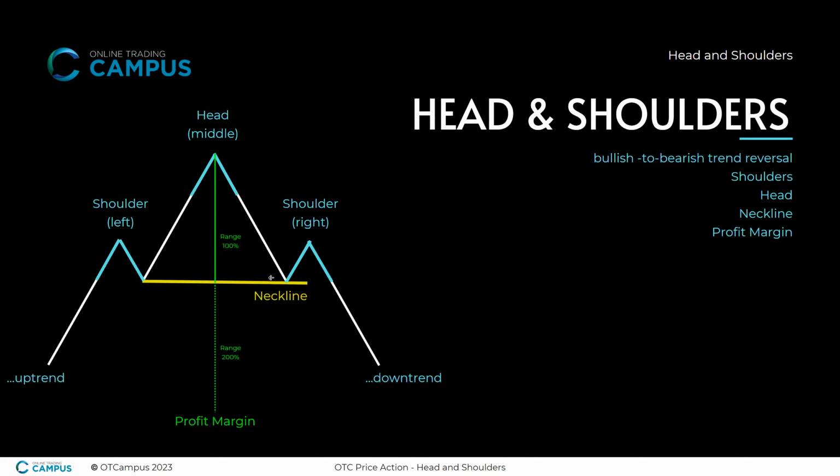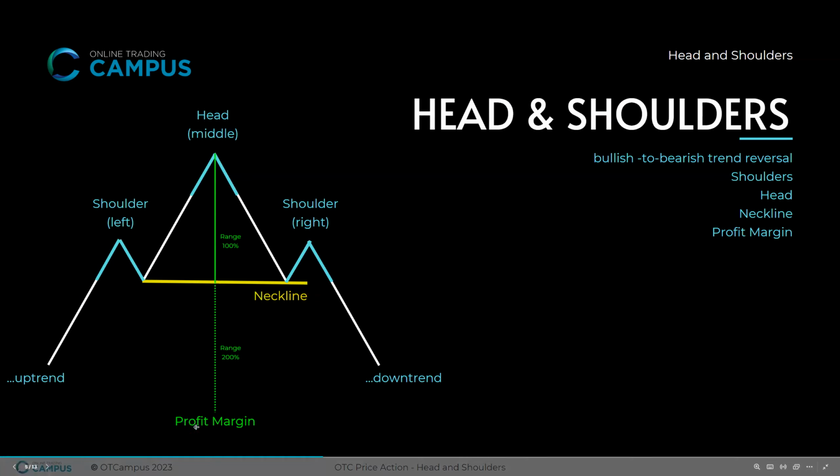And then we have one more element, the profit margin. The profit margin is first the range from the head's highest pivot, the vertical line, to the neckline. We will touch the neckline. Okay, that's our 100%. And then we add this 100% below. That is our profit margin.